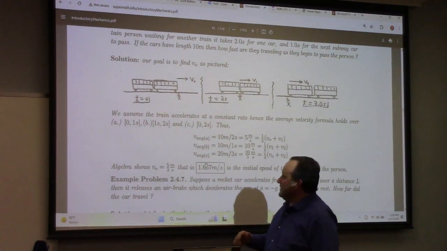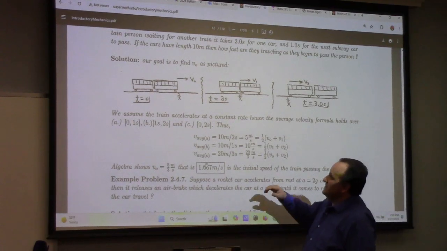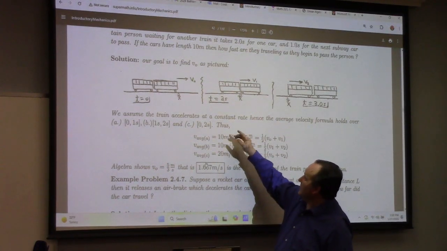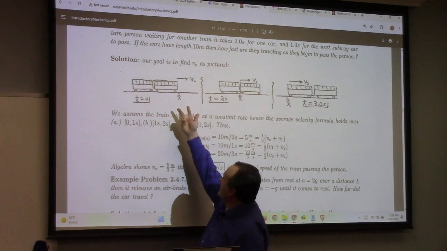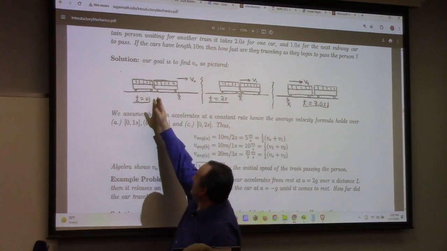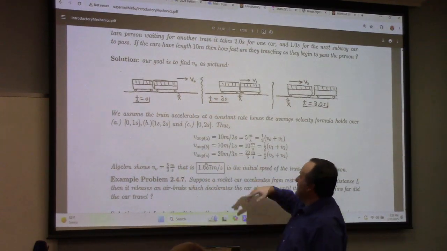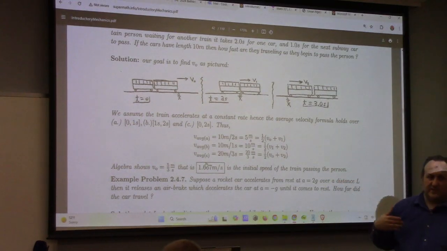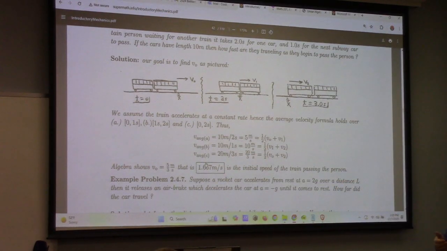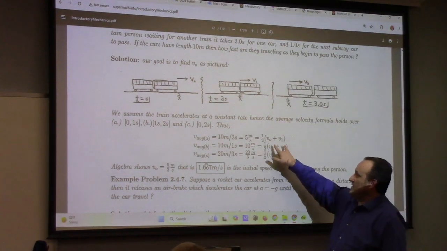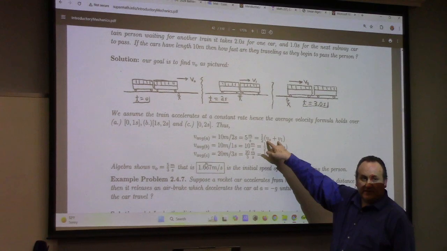The average velocity in the first instance is, it goes 10 meters in the first 2 seconds, right? So for the first 2 seconds, 10 meters of car go past the person. So the average velocity is 10 meters divided by 2 seconds, so I get 5 meters per second. But on the other hand, it's also the average of the initial velocity and the velocity just as the first car is passing the person, which I'm calling v1.